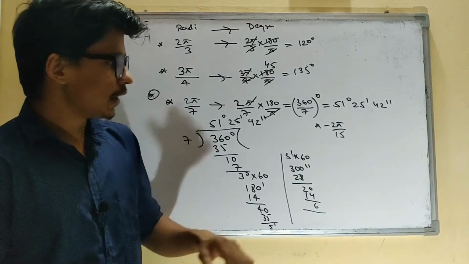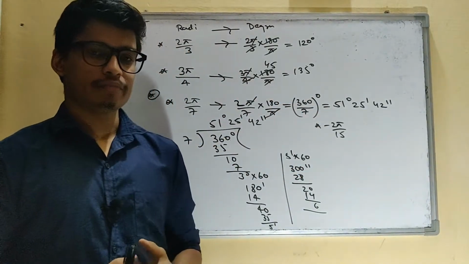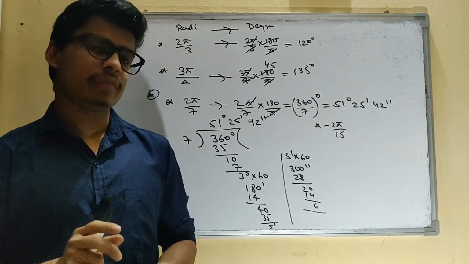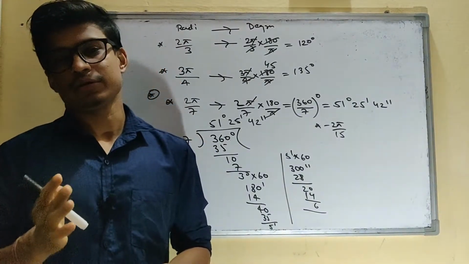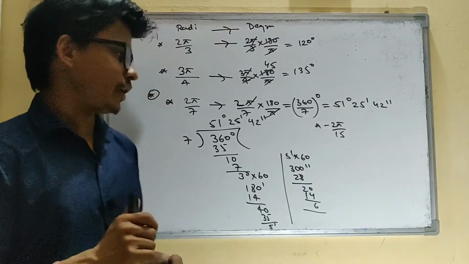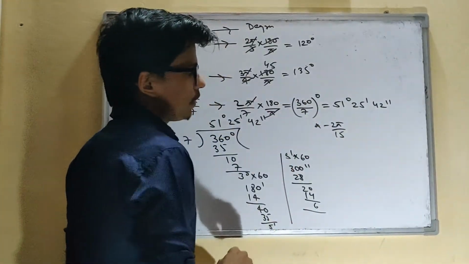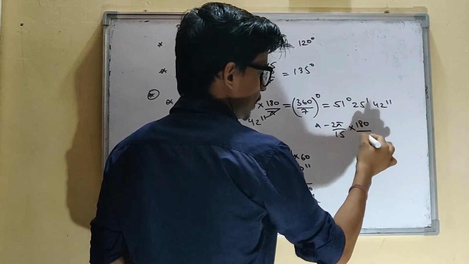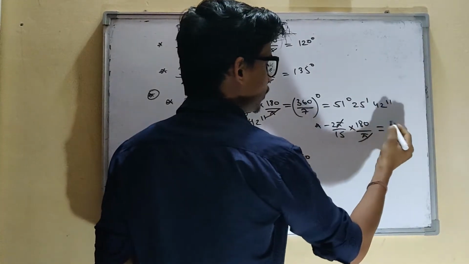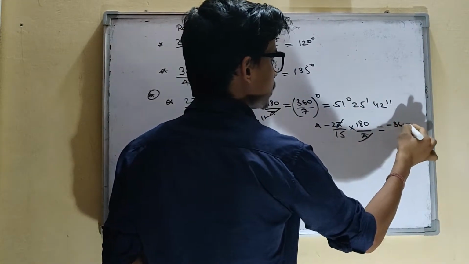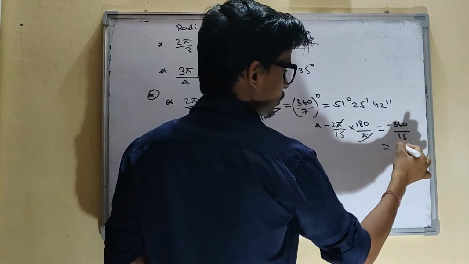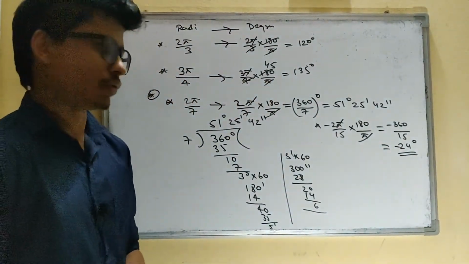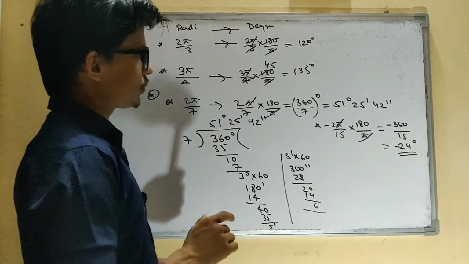A negative angle is basically the measurement of an angle in the reverse direction. Whenever negative or positive appears, it is generally because of directions. So I will show you. Minus 2 pi by 15: you just multiply it by 180 by pi. The pi cancels out, and this is minus 360 divided by 15. 15 times 24 is 360, so it is minus 24 degree only.